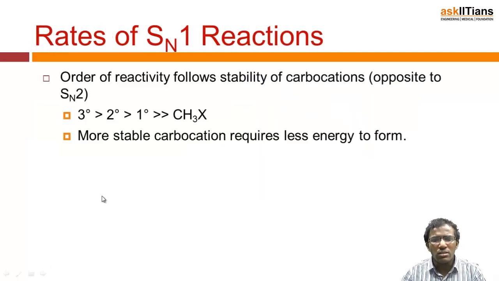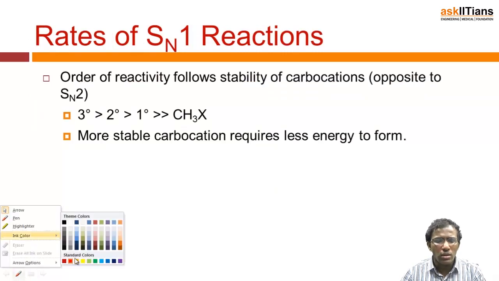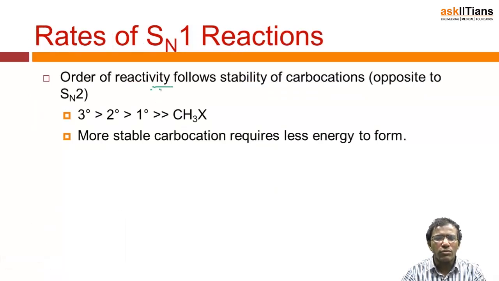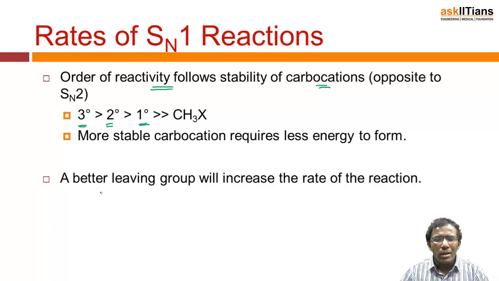So if you see the rates of SN1 reactions, as I told, the order of reactivity follows the stability of the carbocations. The tertiary are more stable than secondary, which are in fact more stable than primary. So this is the order of reactivity towards the SN1 reaction, because the more stable carbocation will be easily formed and will take less energy to form. And a better leaving group also increases the rate of reaction.